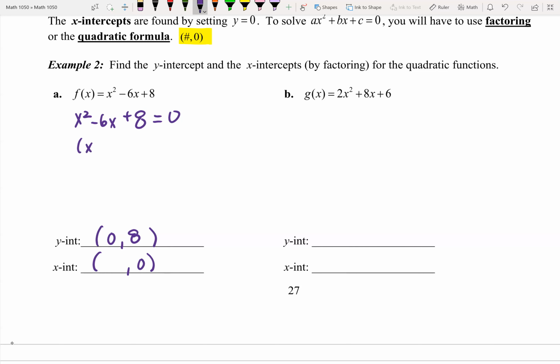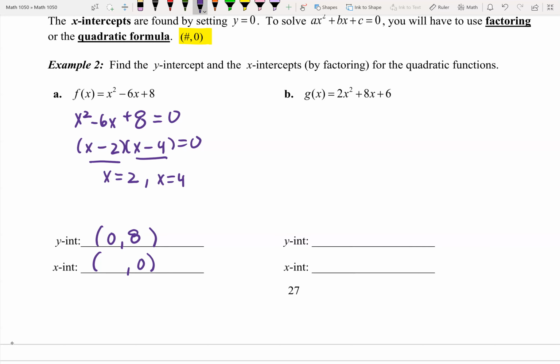So let's factor it. It's going to go to an x and an x. Signs are the same. They're both negative. 4 and 2 multiply to give me 8 and add to give me 6. So that's what it factors to. If I set that equal to 0, I get x equals 2. If I set that equal to 0, I get x equals 4.